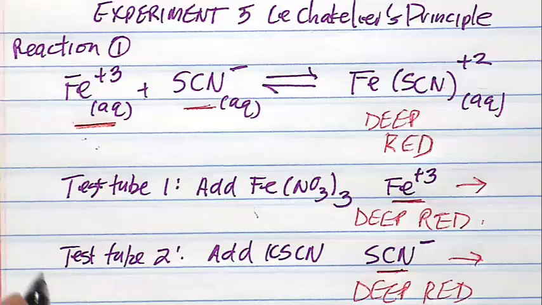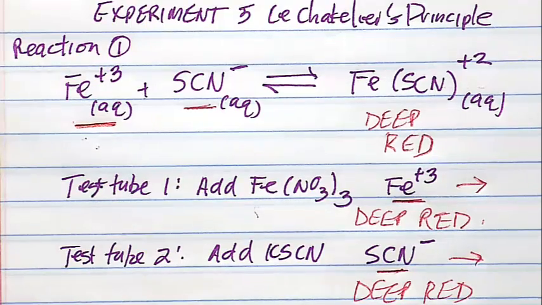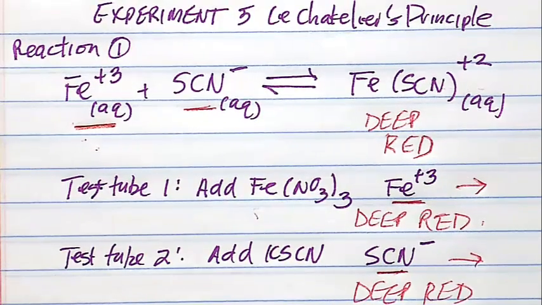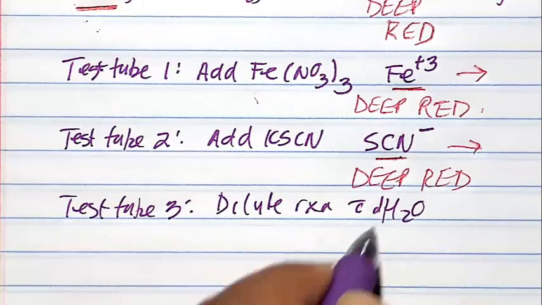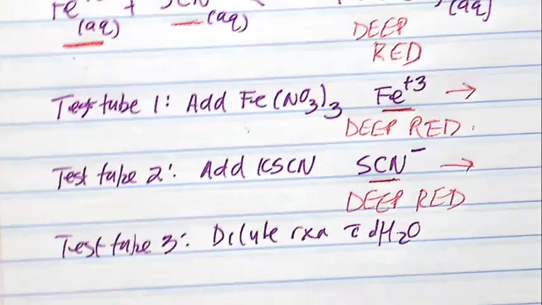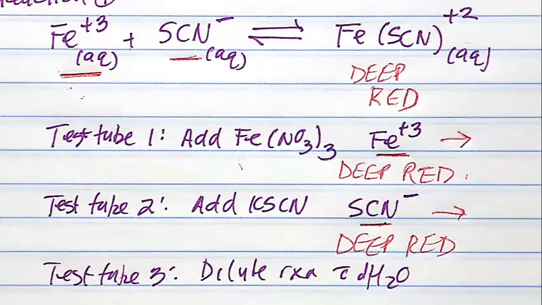Now, test tube number 3 may be a little bit tricky, but it asks you to dilute a reaction with water. So what will that do to this reaction? Okay? So think about this. You're diluting a reaction that's in equilibrium. So what will a reaction do to offset or compensate your external action?